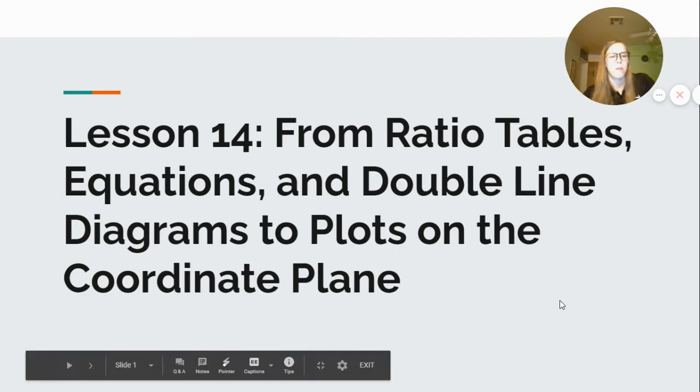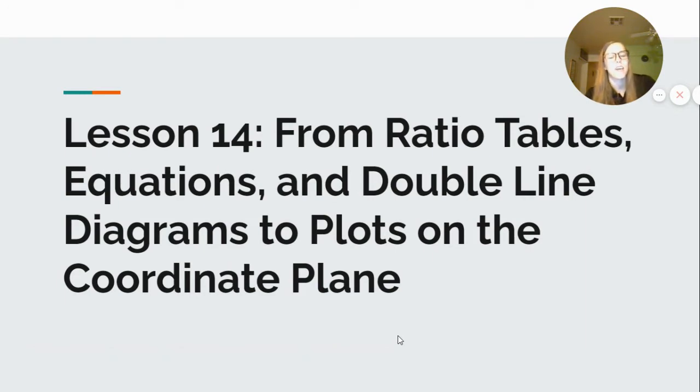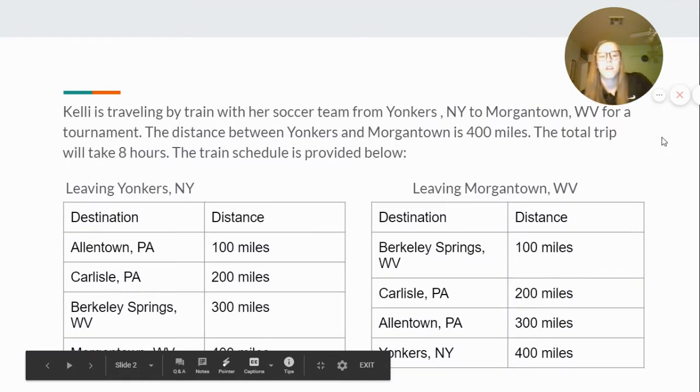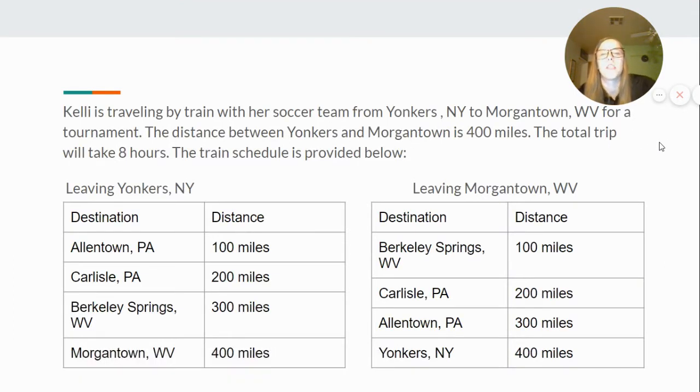So Tuesday we looked at ratio tables to double number line diagrams. Yesterday we looked at ratio tables to equations. Now we're looking at ratio tables, equations, and double number line diagrams to then plot on a coordinate plane, okay? So this is pretty much our main example today.